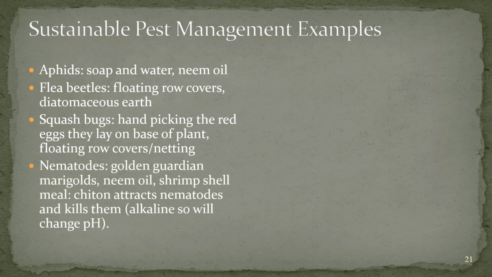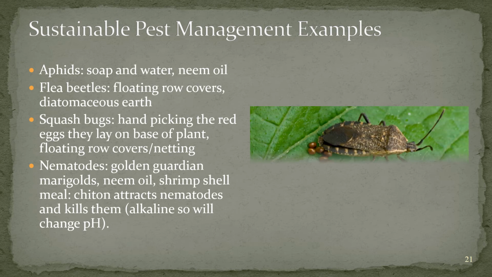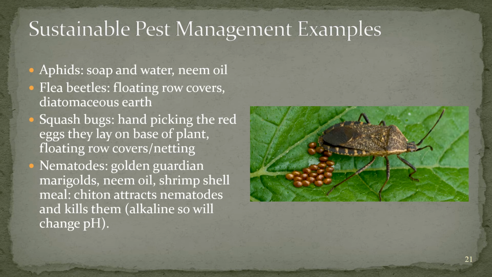Nematodes. The Golden Guardian marigolds help keep them away. Neem oil helps keep them away. Shrimp shell meal, the chitin basically attracts nematodes and kills them because of the alkaline solution, but also know that it's going to change the soil pH. Here is a picture of a squash bug laying red eggs on a squash plant.